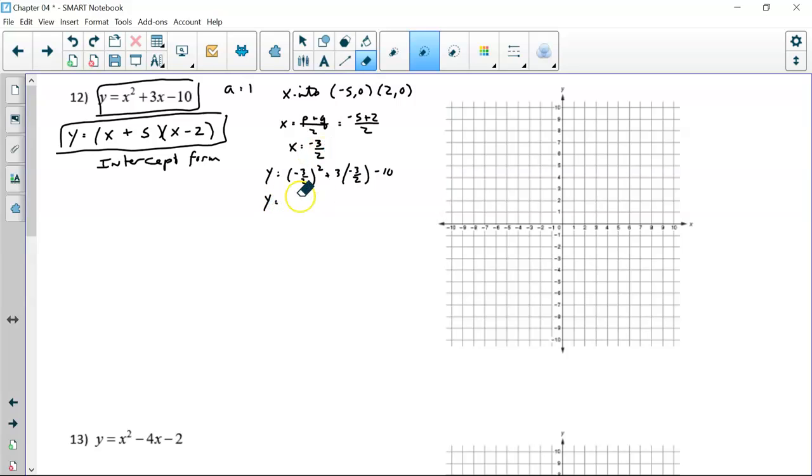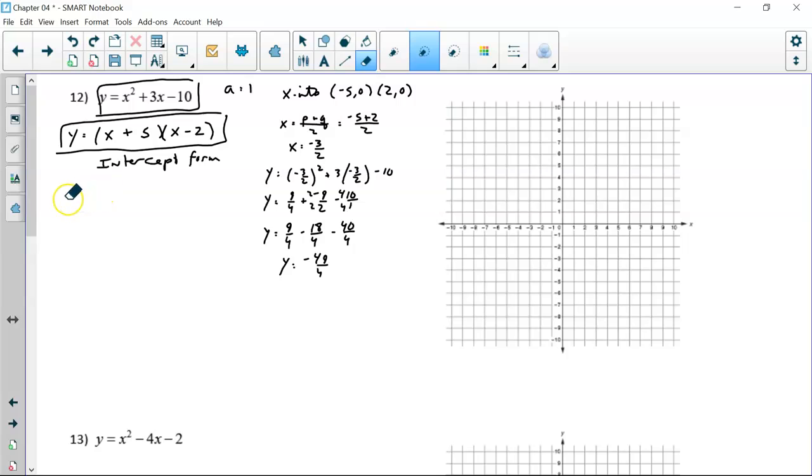So y equals, when you square negative 3/2, you get 9/4, plus negative 9/2, minus 10 over 1. I need a common denominator of 4, so I'm going to multiply the second term by 2 over 2 and the third one by 4 over 4. So y equals 9/4 minus 18/4 minus 40/4. When you add them up, 9 minus 18 minus 40 is negative 49 over 4.